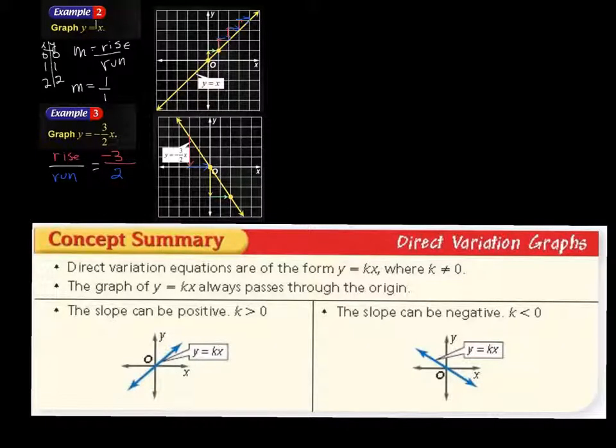Okay, so summing up what we just did, direct variation equations are in the form y equals kx, where k cannot equal 0. The graph of y equals kx always passes through the origin, 0, 0. Slope can be positive, and it's going to go up from left to right, or slope can be negative, and it's going to go down from left to right.